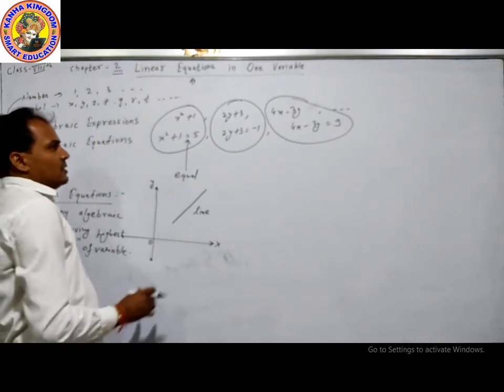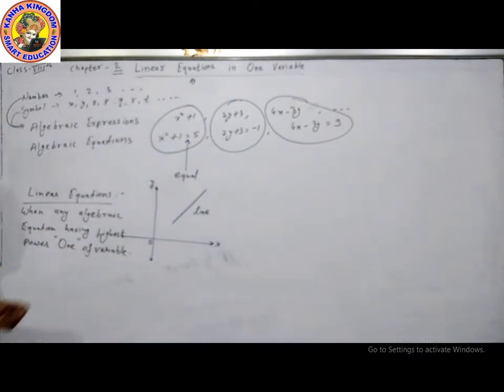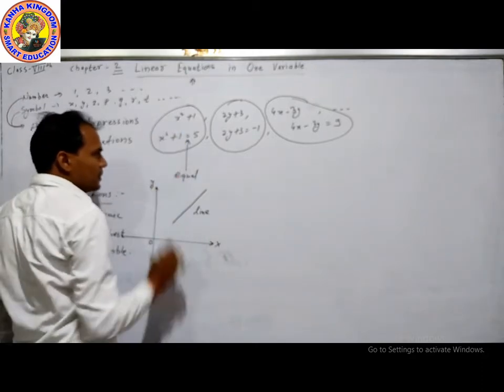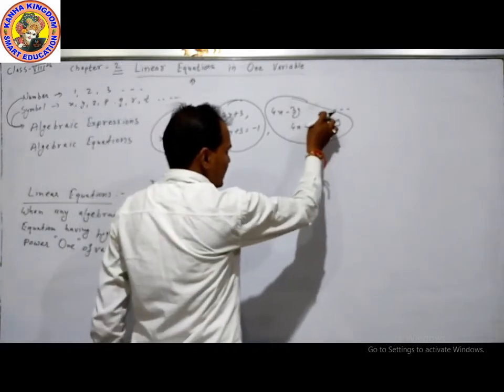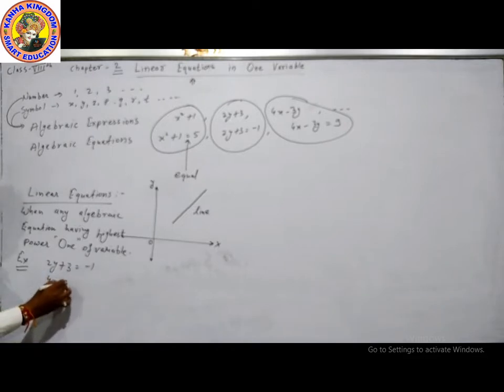We see there are three examples. Which one is a linear equation? Definition of linear equation: highest power is 1. In this equation, highest power is 2. In this equation, power is 1. In this equation, power is 1. So examples of linear equation are 2y plus 3 is equal to minus 1 and 4x minus 3y is equal to 9.